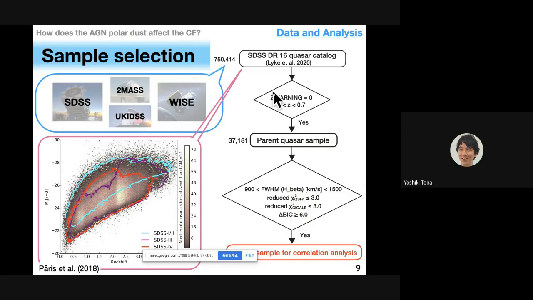Anyway, we first narrow down the sample to objects with reliable spec-z, and then extracted objects at redshift less than 0.7, because we aim to estimate black hole mass based on the same recipe by using the H-beta line. As a result, 37,000 quasars were selected as a sample. For those quasars, we performed SED fitting and optical spectral fitting. After removing objects with bad fitting, about 8,000 sources were left for correlation analysis.